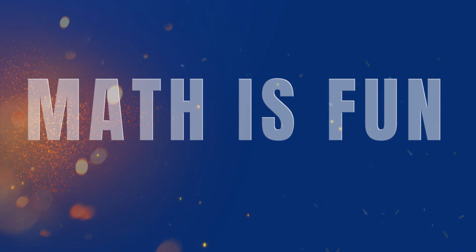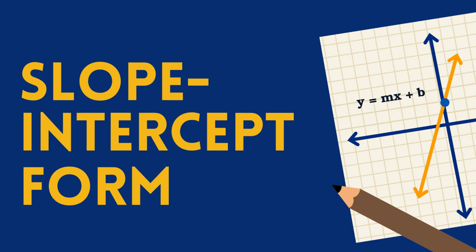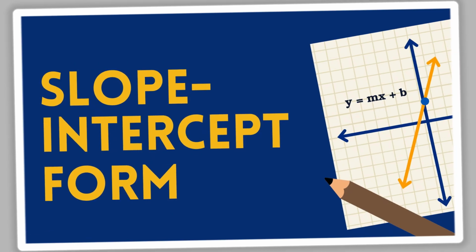In today's lesson, we're exploring the slope-intercept form and learning how to read, interpret, and graph linear equations using y = mx + b. You'll discover what the slope tells us, how the y-intercept guides the graph, and how to quickly sketch a line with ease. Let's dive in and make math simple and fun.